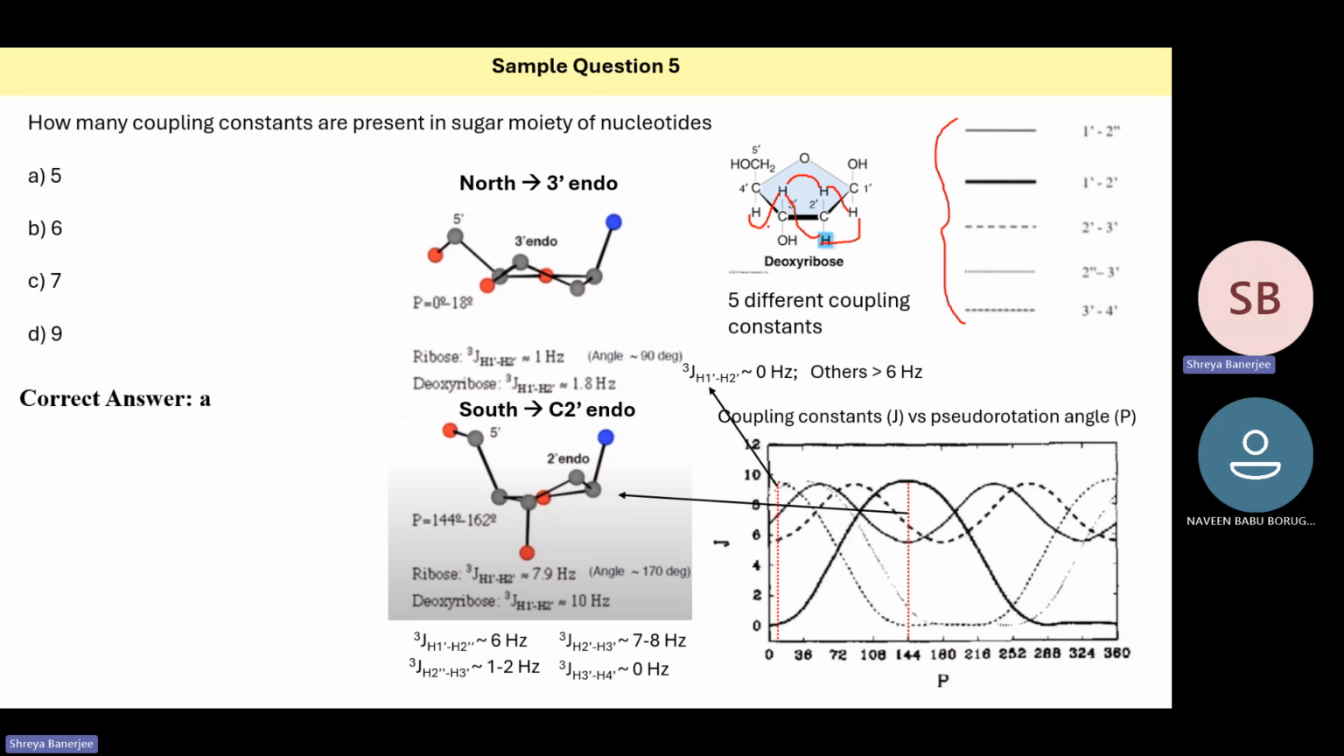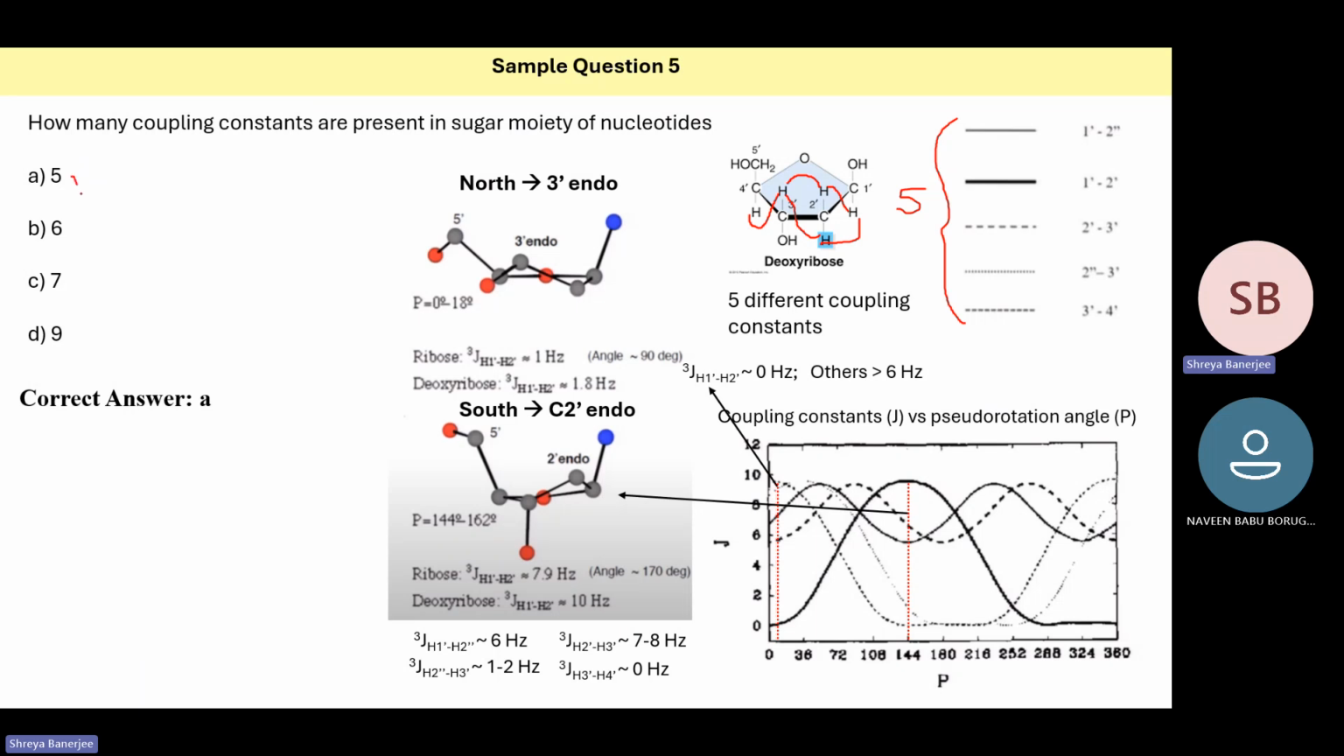So if it is RNA, then instead of 2 primes, you will have one OH. So then the numbers will be different. But right now we are looking at DNA. So there are 5 coupling constants. So the correct answer, how many coupling constants are present, is 5.